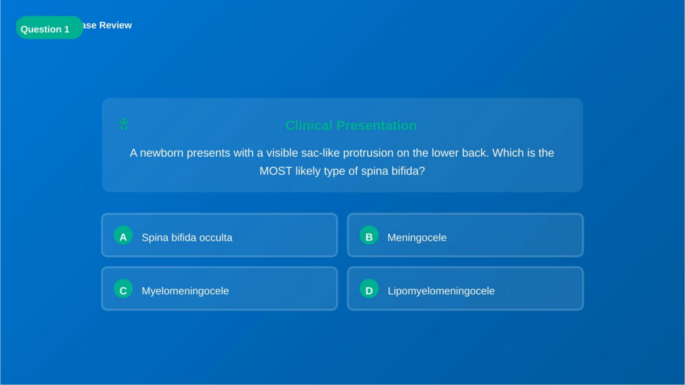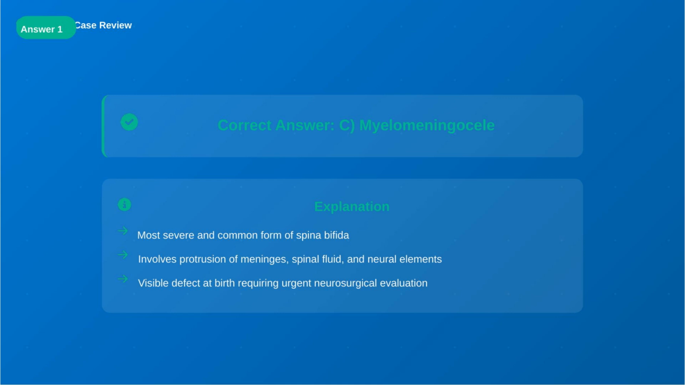A newborn presents with a visible sac-like protrusion on the lower back. Which is the most likely type of spina bifida? Is it A. Spina bifida occulta, B. Meningocele, C. Myelomeningocele, or D. Lipomyelomeningocele? The correct answer is C.